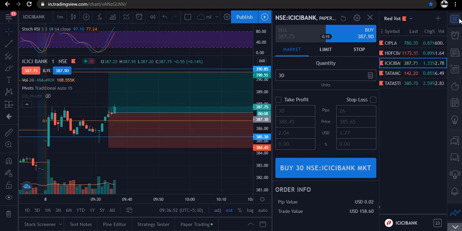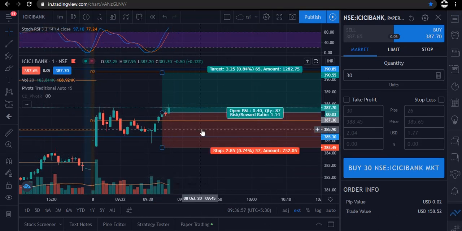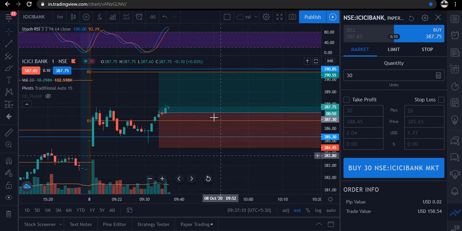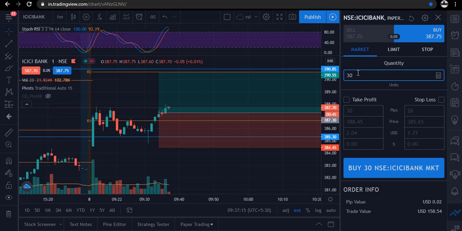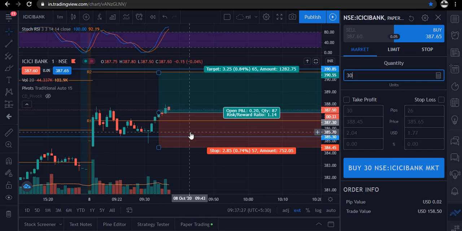Okay traders, and if I look at the chart of ICICI Bank, here I am seeing an opportunity, but I want to buy at this price somewhere here. So I am waiting for it to come close to our price and then I will place the order with market price and I will buy 30 quantities. So let it come towards the price at which we want, and then we will place our order.